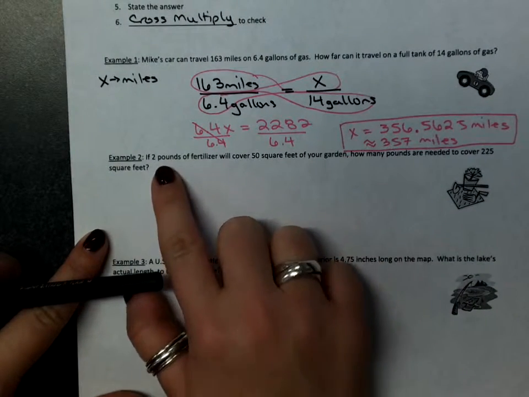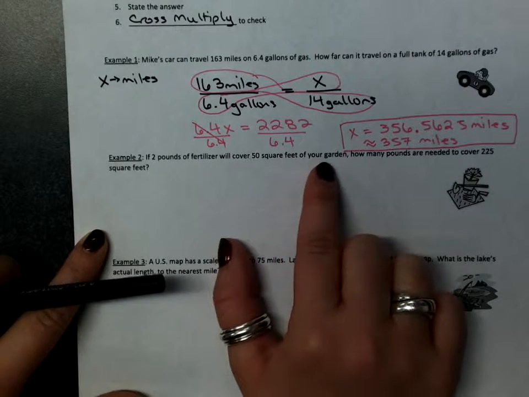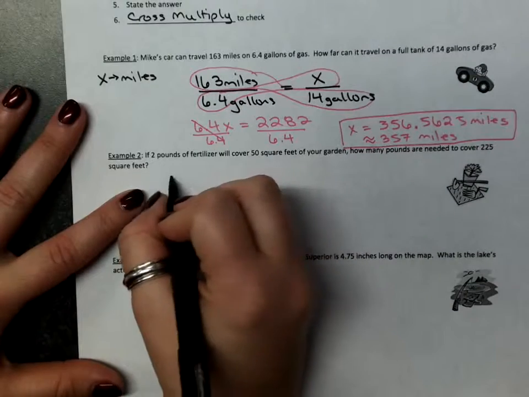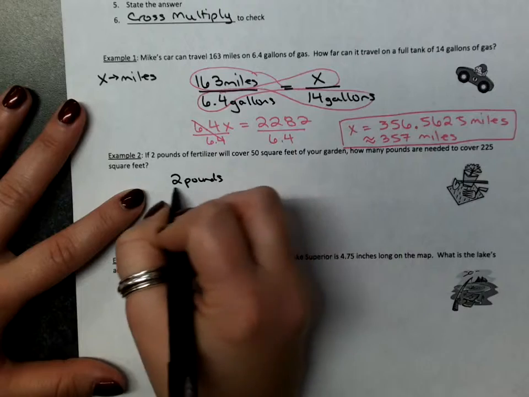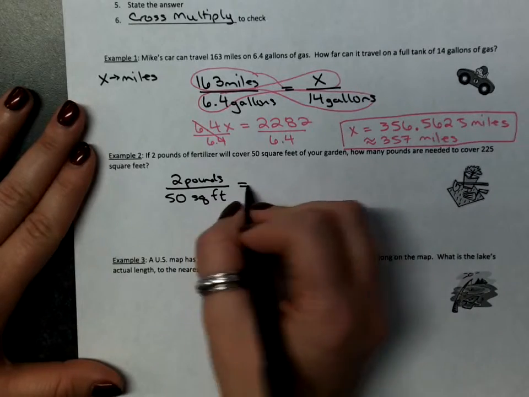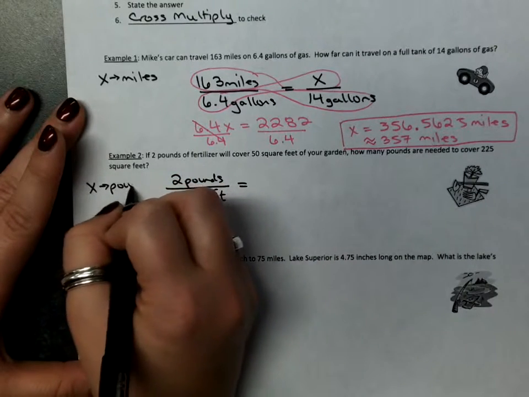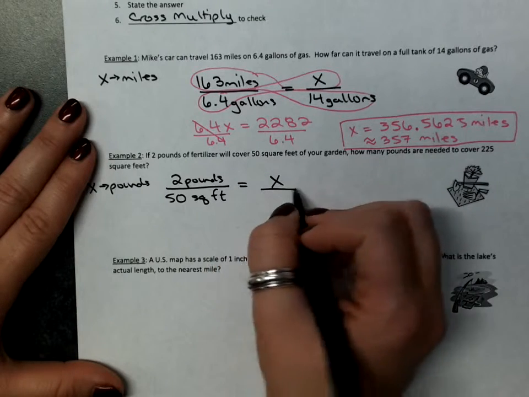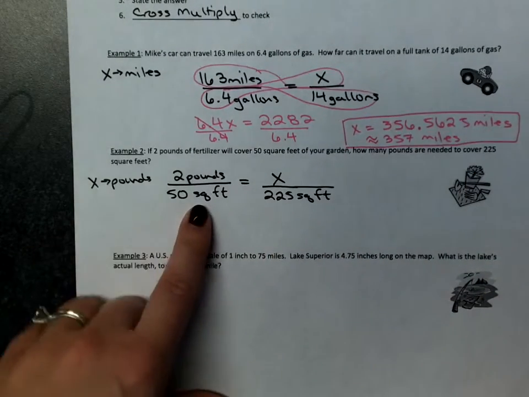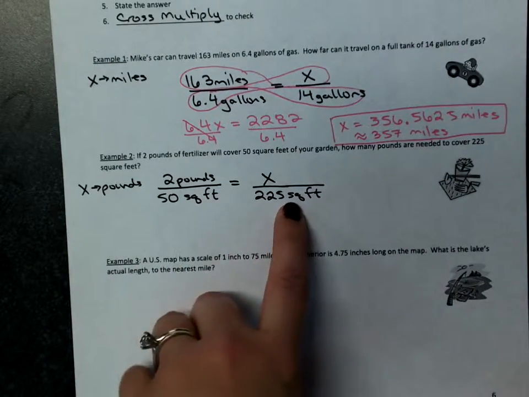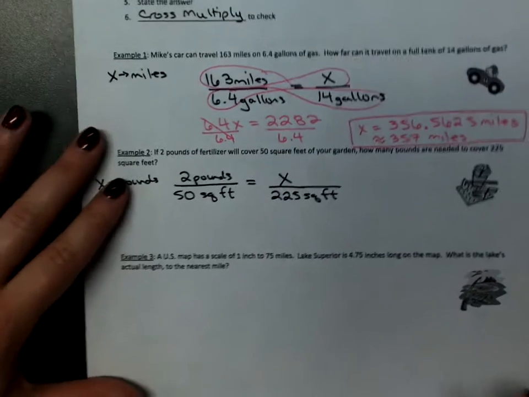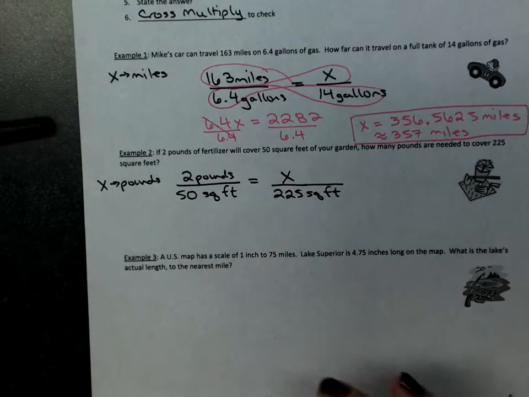Example 2 says if 2 pounds of fertilizer will cover 50 square feet of your garden, how many pounds are needed to cover 225 square feet? So 2 pounds covers 50 square feet. How many pounds? So x is the pounds. How many pounds are needed to cover 225 square feet? So you can abbreviate your units, but do not let them disappear, because you need to know that pounds are on top of the first ratio, so pounds have to be on top of the second ratio. You have to be consistent in the way you set these up.